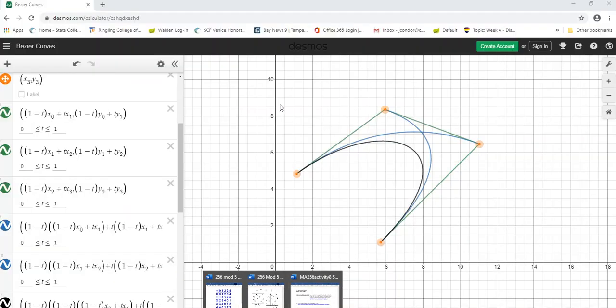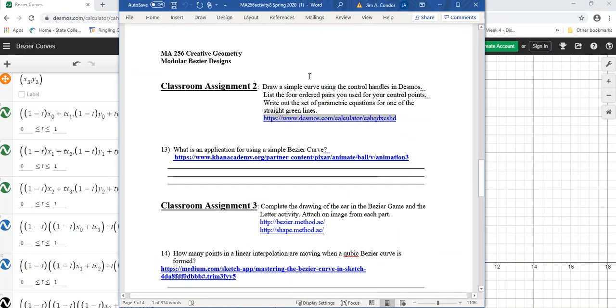So that's all you're doing for classroom assignment 2. Move the curve, move the control handles around. Those are control points, they're vector control points, and we have the control handles. You can move them around to position, and then that's it.